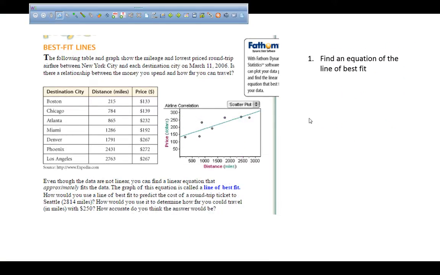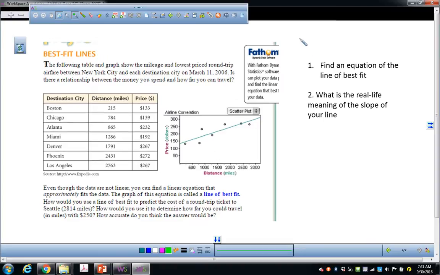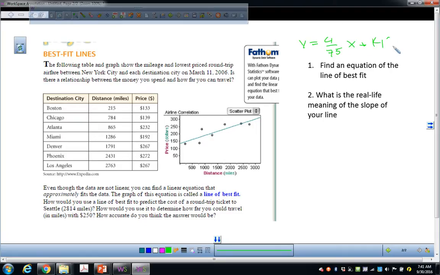So the next question I ask you, I'm going to rewrite my equation back up here: y equals 4 over 75x plus 140. What is the real life meaning of the slope? This is like their favorite question. If this is distance going this way, and this is price going that way, what does that mean in terms of real life?